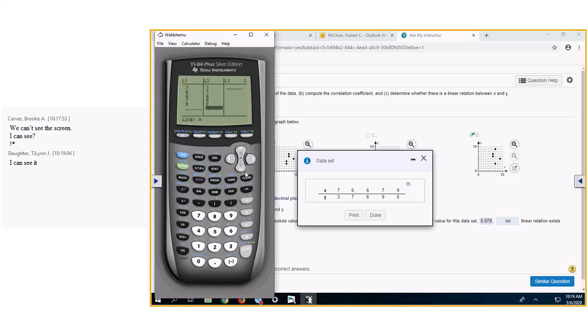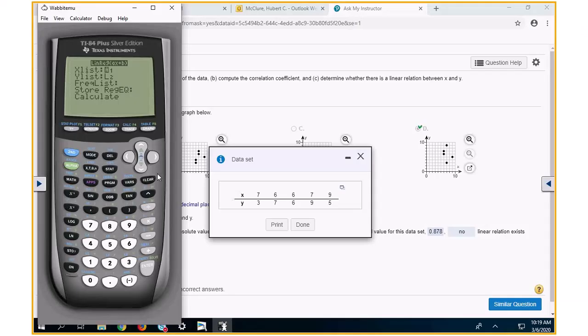Now we type stat, calculate, linear regression, and calculate. It automatically defaults. You don't have to type in anything else unless you just want to. Okay, write that information down. That is the slope, the y-intercept, and your R coefficient, or your correlation coefficient. Say again? I think I'm doing them wrong. Bring it up here. Let me see it.